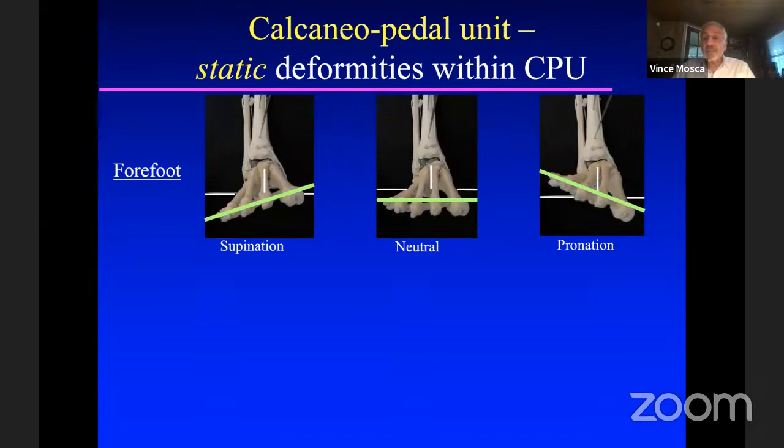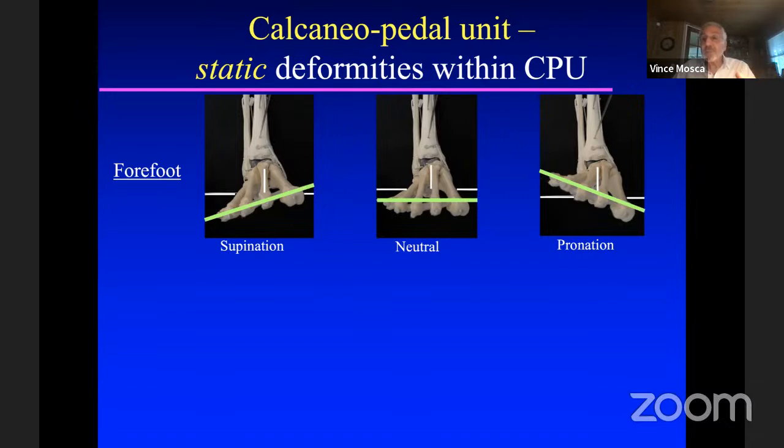You see that the heel hasn't changed. The heel is still in neutral. The calcaneus is vertical. When you look at this foot from the back, it looks absolutely anatomically normal. When you look at it from the front, the metatarsals are rotated upward, so the first metatarsal is off the ground. This supination deformity is a rotation within the CPU.